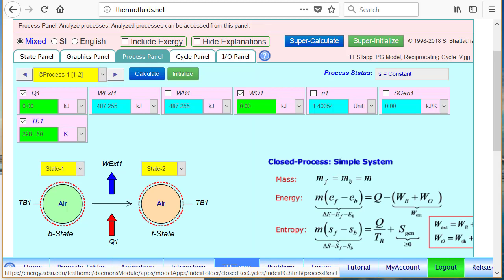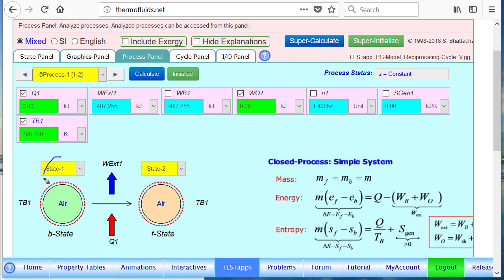We go to the process panel, and for process 1, which I have already done, you can see that I've loaded state 1 as the begin state, state 2 as the finish state, beginning state and finish state. Of course, by default, there is no other type of work. And isentropic means, of course, adiabatic, Q equals 0. Therefore, external work, which is all boundary work, is calculated from solving the energy equation.